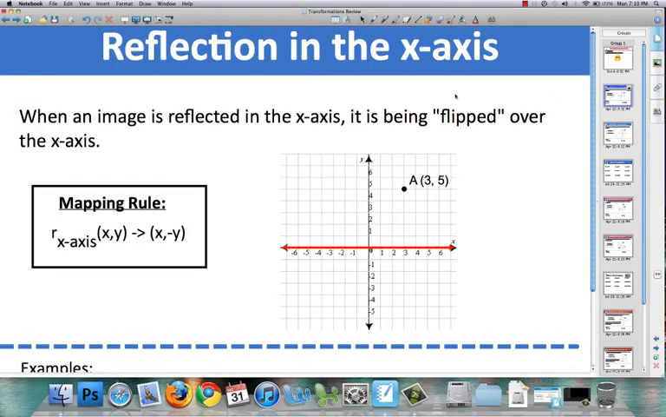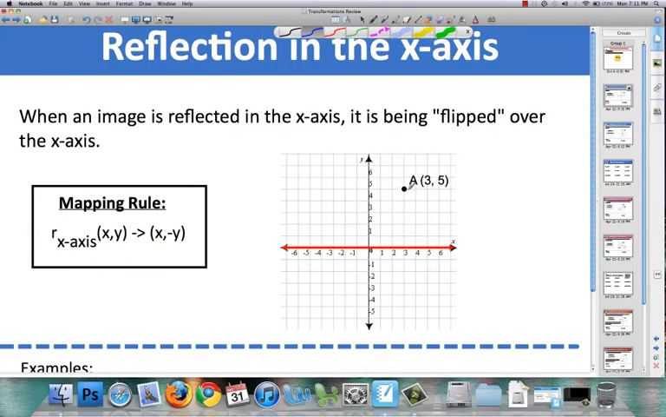So first one would be a reflection in the x-axis, and this would be your rule right here. This is your mapping rule, but if you forget it, it's honestly really not a big deal, because just sketch out a diagram. Well, I have it nicely laid out here, but if it's a reflection over the x-axis, that means you are basically folding it over the x-axis. You're flipping it over the x-axis.